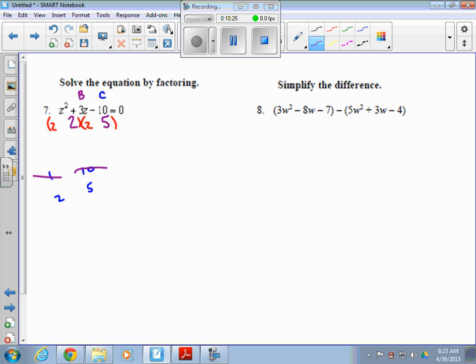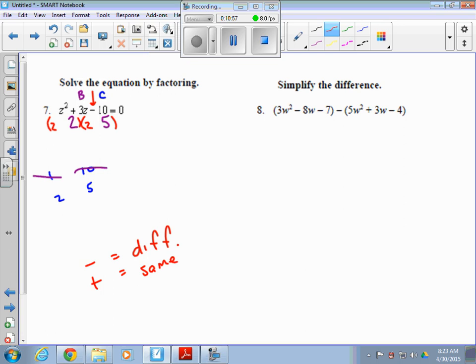So now we have z and 2 on one of them, and z and 5 on the other one. We have to determine from there which signs to put. Once you know what your numbers are, look in front of your c value for the sign. Remember, that sign tells you that you're either going to have the same sign or different signs. If it's negative, like this one, they're going to be different. If it's positive, like this one's not, they're going to be the same. Again, since it's negative, they're different.